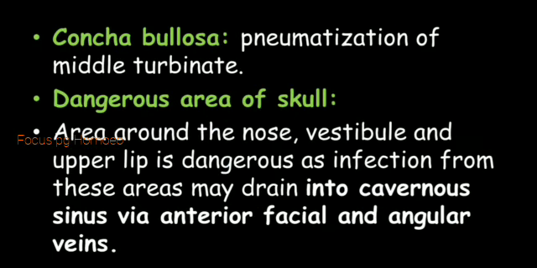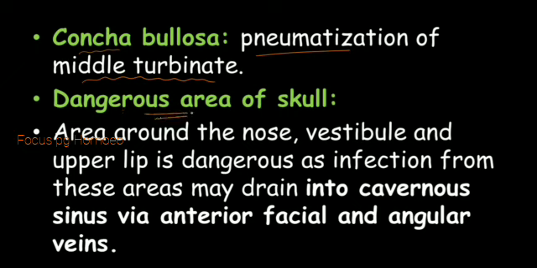Next comes concha bullosa. Let's see what it is. It is none other than pneumatization of the middle turbinate. You all know that in the lateral wall of the nose there are three different turbinates that we will read later. So concha bullosa is none other than pneumatization of the middle turbinate.